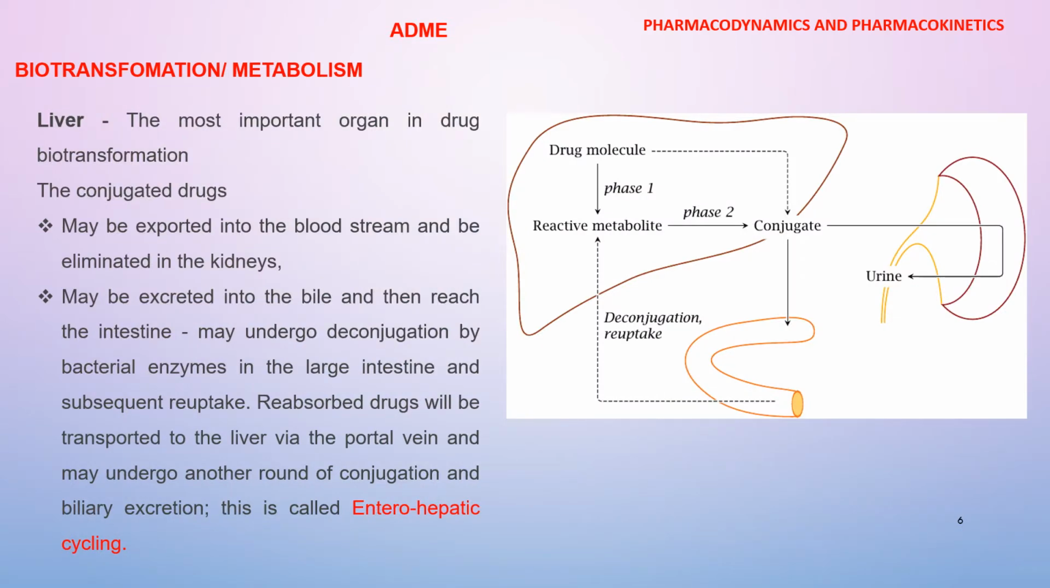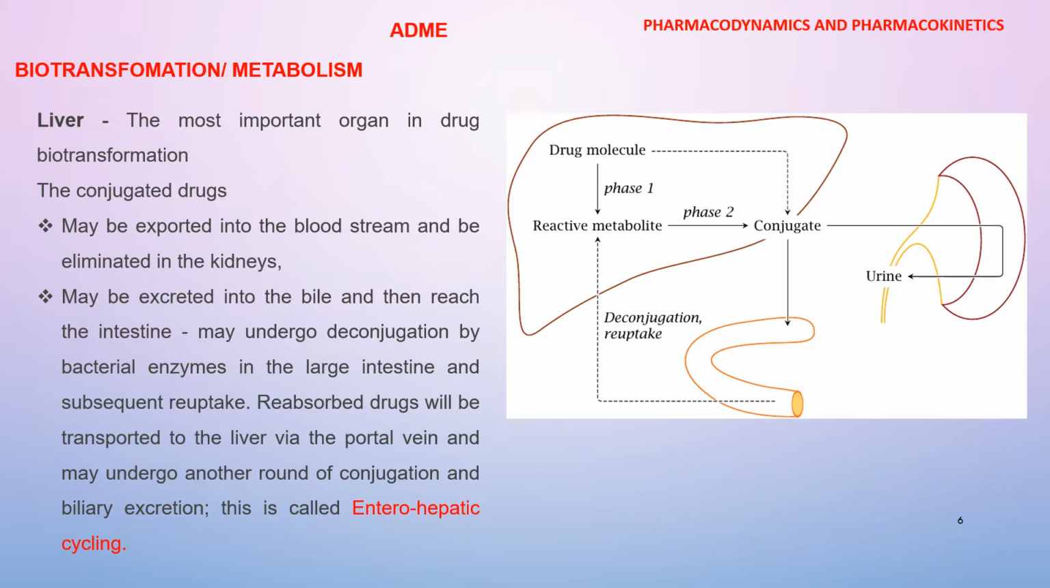Liver is an important site for drug metabolism. Here, after the phase 1 and phase 2 reactions, the conjugated drugs could follow two paths. Either first, directly pass into the kidneys through the blood and get eliminated. The other option is to get excreted into the bile, move to the intestine, undergo deconjugation by the bacterial flora in the intestine, and be reabsorbed.